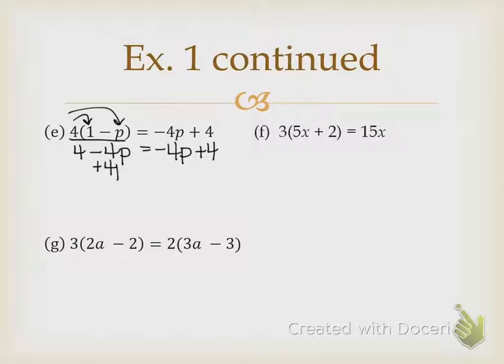Now, it really doesn't matter which one we're moving because they're both negative 4p's. So what happens when you have negative 4p plus 4p? It cancels. It equals 0. It goes away on both sides. So you are left with 4 equals 4.